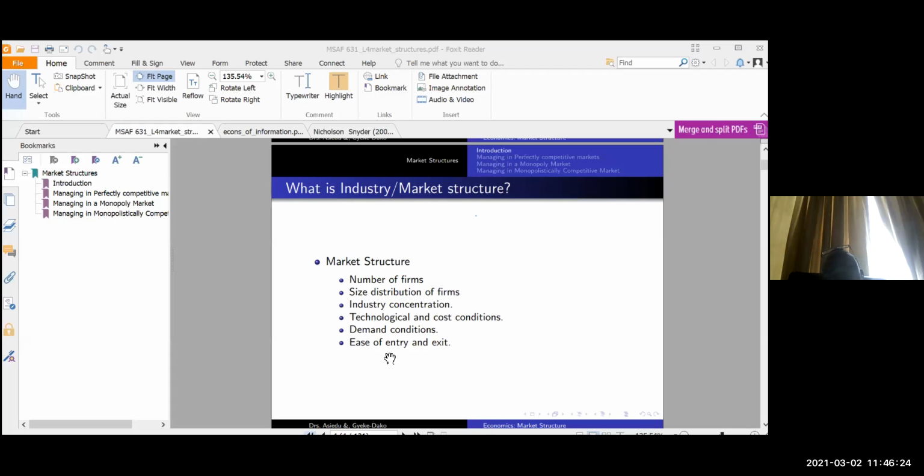Ease of entry and exit also influences or characterizes the structure of the market. Okay, how easy is it for you to enter into those markets or the industry? Can I just get up today and start a business or enter the market?